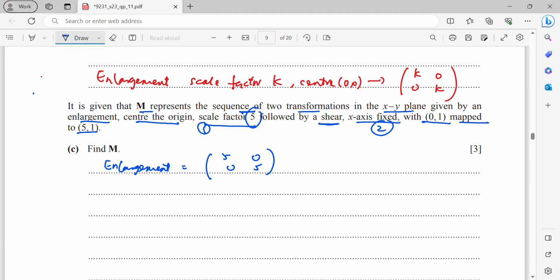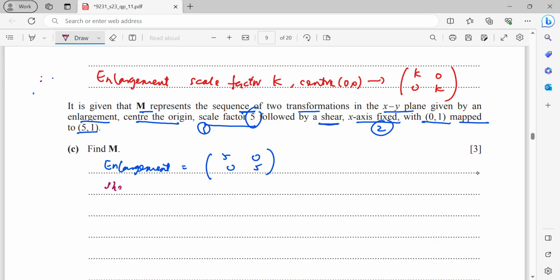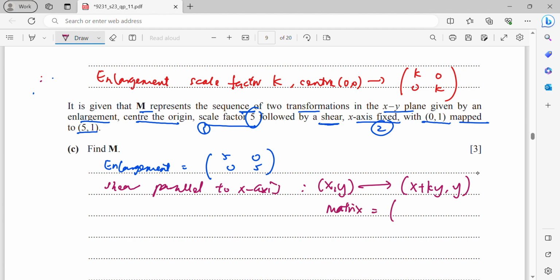Now for the shear, I will just write it here. For the shear parallel to the x-axis, basically x, y, the coordinates of the point, will be converted to x plus ky and then y. So in this case, the matrix will be (1, k, 0, 1).